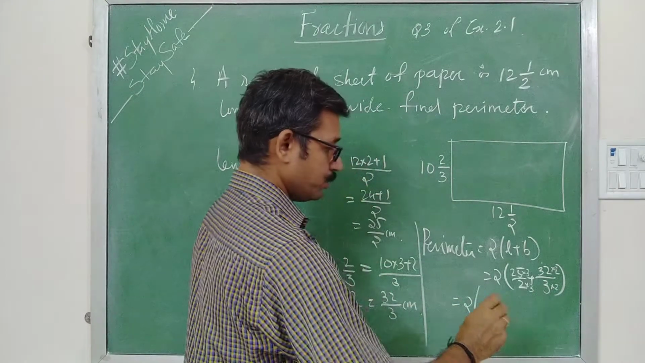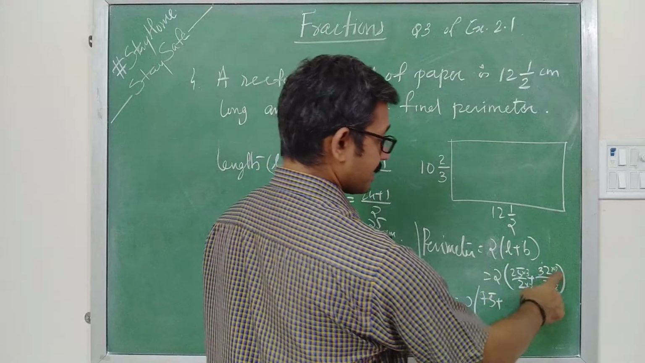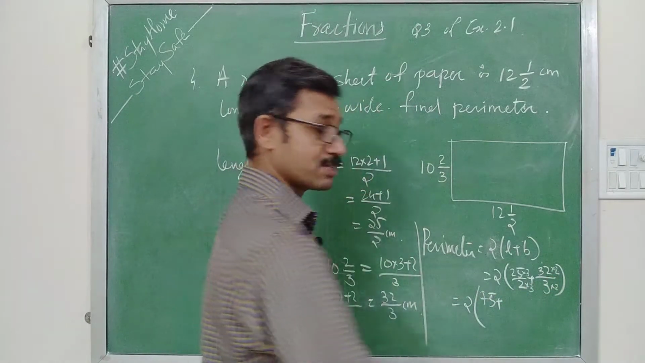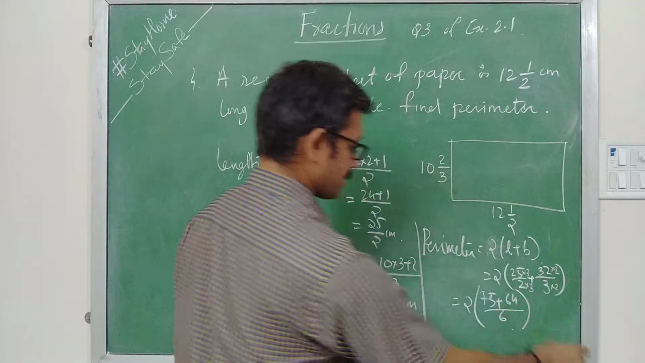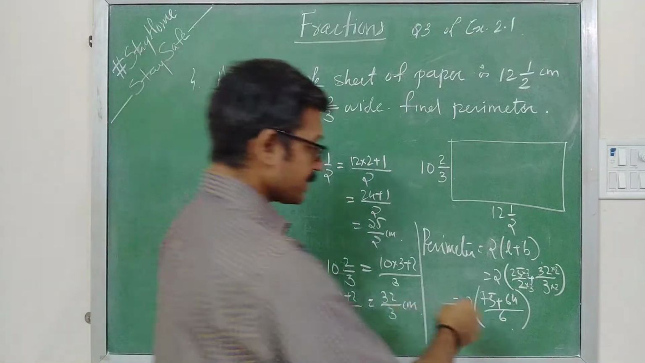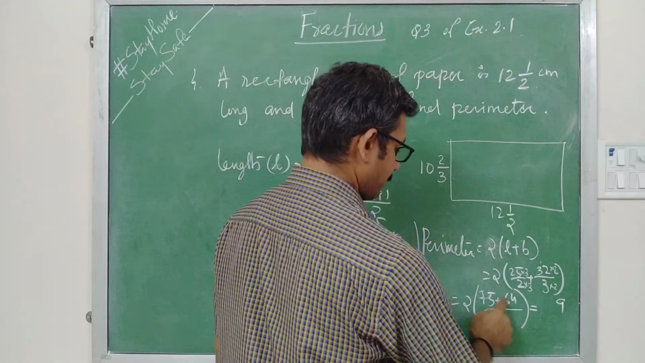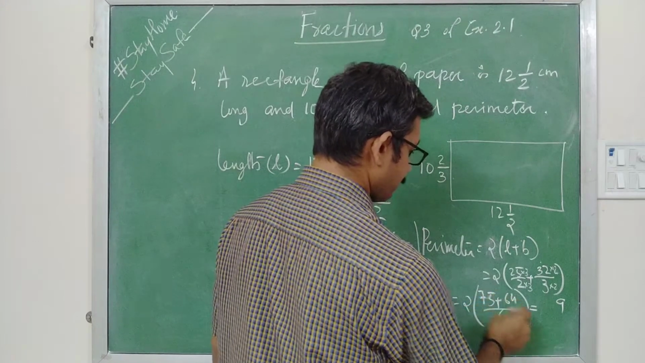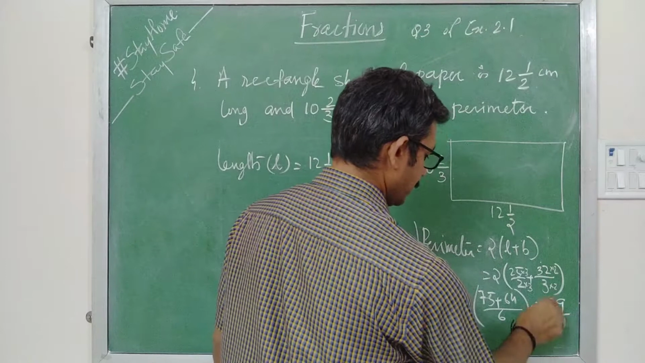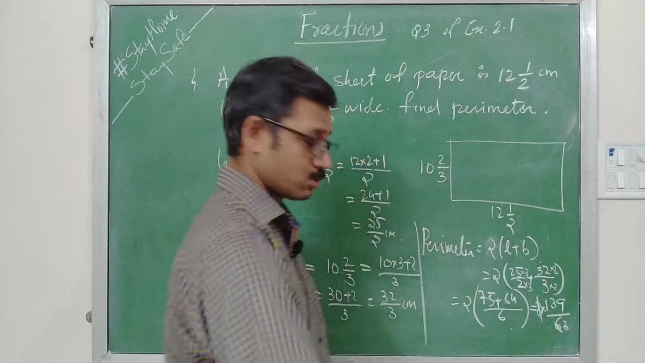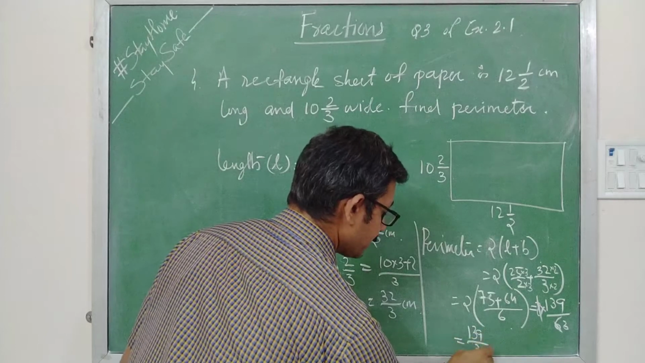So 2 into 25 into 3 is 75, plus here 32 into 2 is 64, upon the common denominator 3 into 2 is 6. Sure, all of you? So this is equal to, now while adding you will get 75 plus 64 is 139, upon 6. Two 3s are 6, so you will get 139 upon 3.